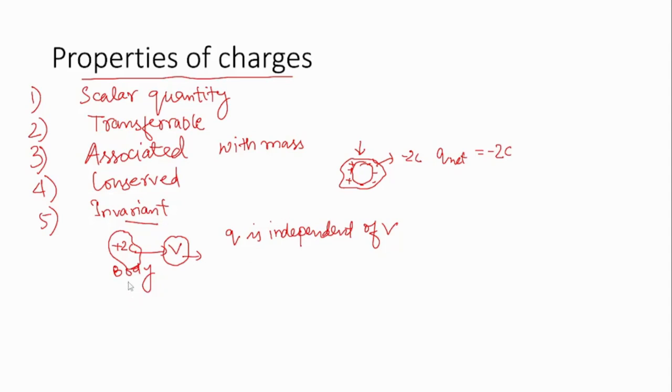I'm giving you one question. Tell me, is specific charge variant or invariant? Think for a second. Specific charge basically means Q by M. Here mass is coming, and we know mass is variant. So Q by M will be variant. So these were the basic properties of charge.